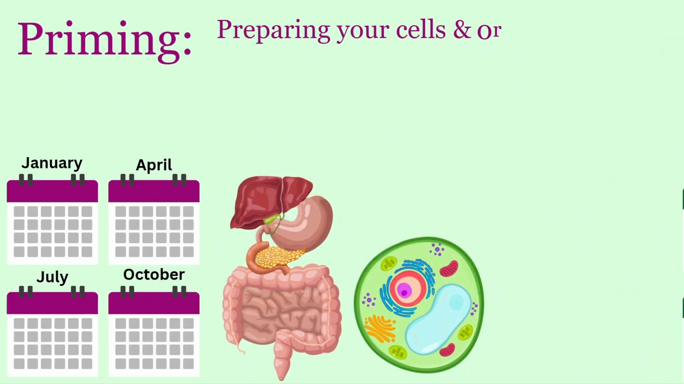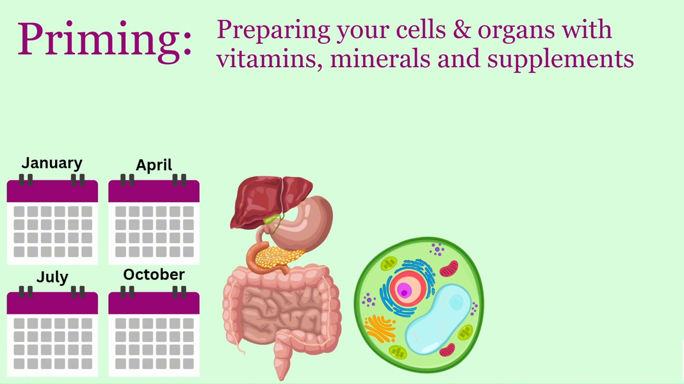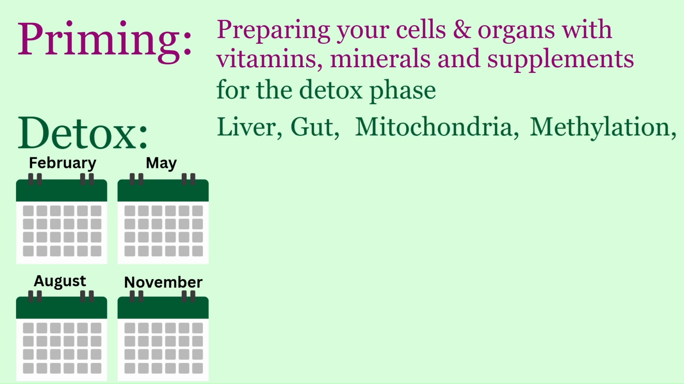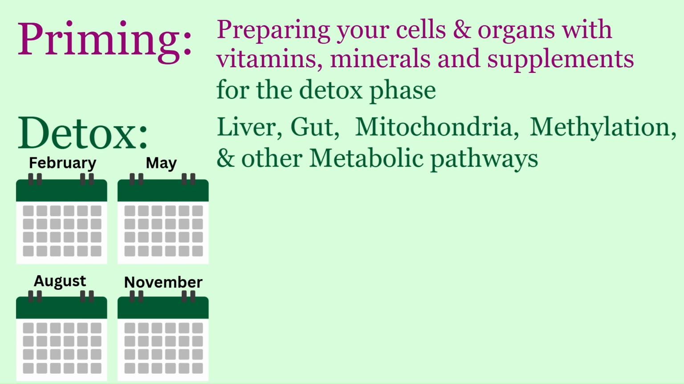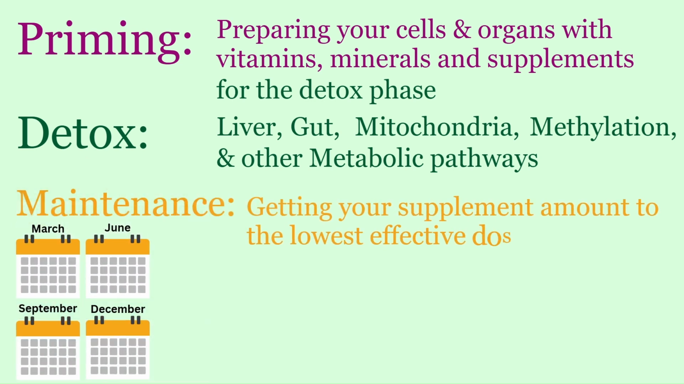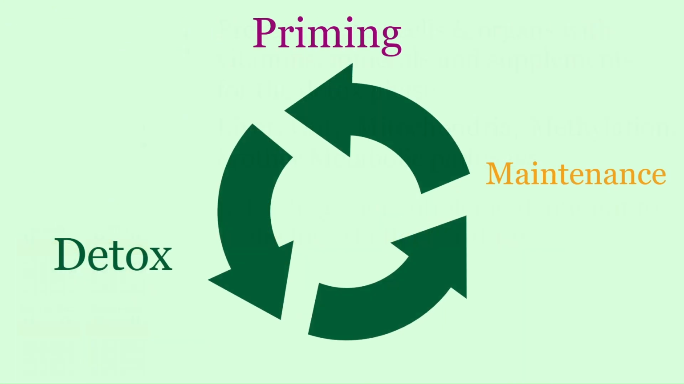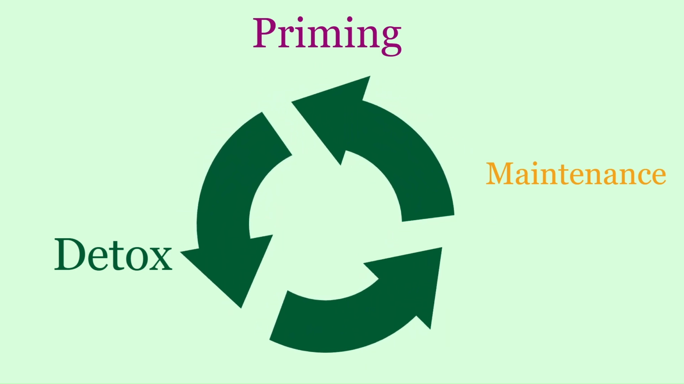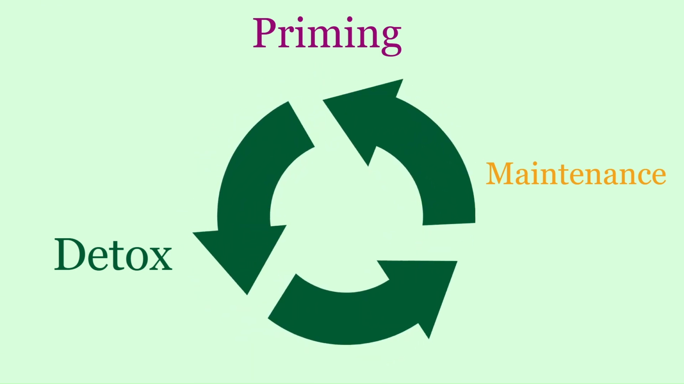Your priming month is preparing your cells and organs with vitamins, minerals, and supplements for your detox month. Note that I use the term detox or detoxification quite broadly to include traditional liver detox, as well as detox for your gut, mitochondria, methylation, and other metabolic pathways. Then your maintenance month is getting your supplements down to the lowest effective doses. We rinse and repeat this process to continuously refine and optimize your Biobi health plan over time.